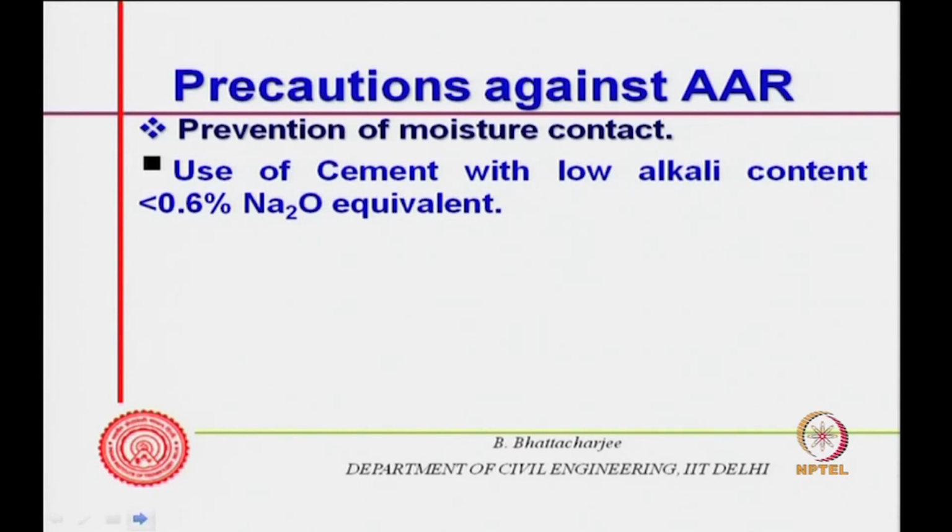Prevention of moisture again is the most important, because this reaction takes place in the presence of moisture. The reaction that we showed occurs only in the presence of moisture. If there is no moisture, there will be no alkali aggregate reaction. So, even after alkali aggregate reaction has occurred, if one can protect the structure from moisture, the reaction will not continue further. Right in the beginning, if you are able to envisage that there will be alkali aggregate reaction, moisture prevention becomes very important.